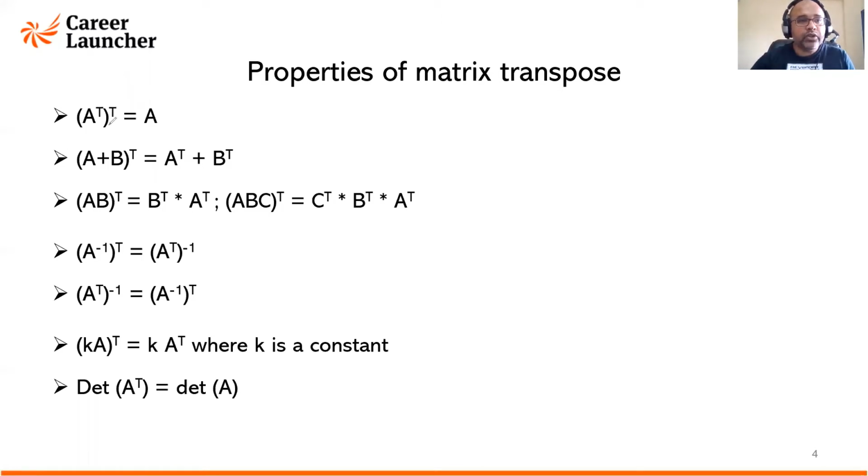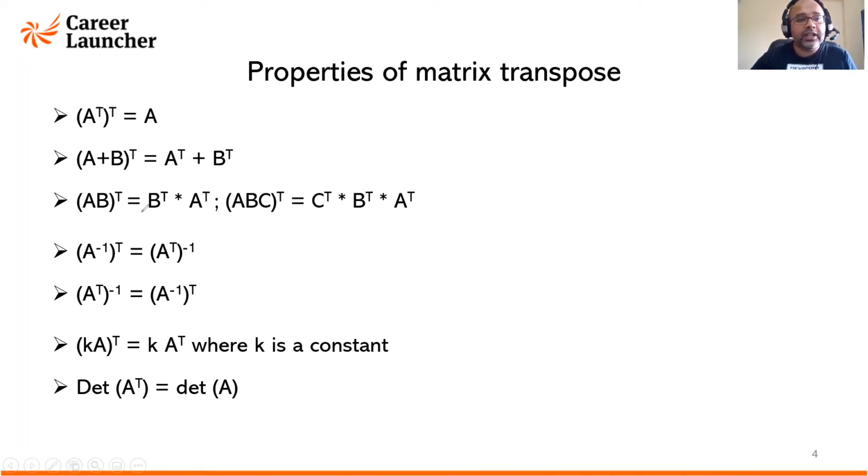A transpose whole transpose is A itself. That is kind of obvious, I believe. When you replace rows with columns and then again columns with rows, effectively you get back the original matrix. (A plus B) whole transpose can be written as A transpose plus B transpose. So the transpose can be taken inside the bracket separately. You can add the two matrices and take a transpose of it, or take two independent transposes and add them. They are both the same.